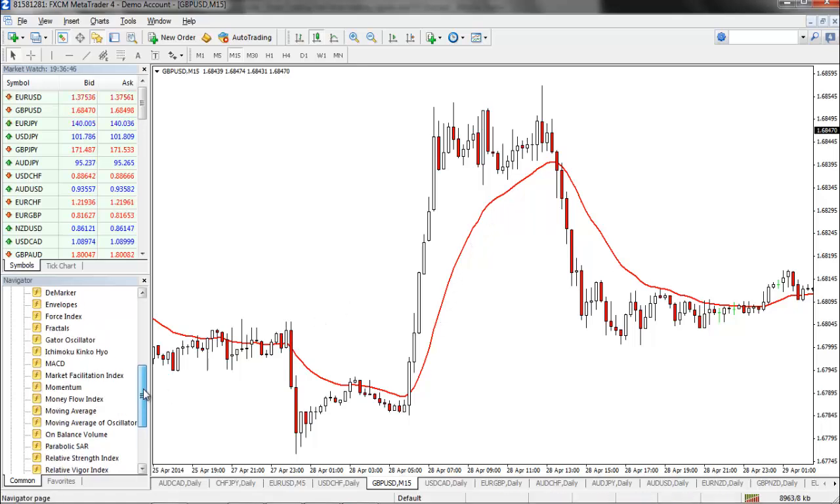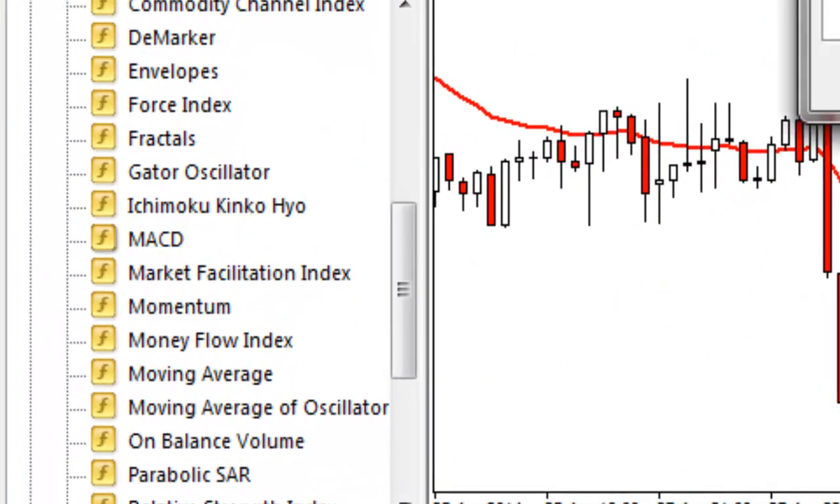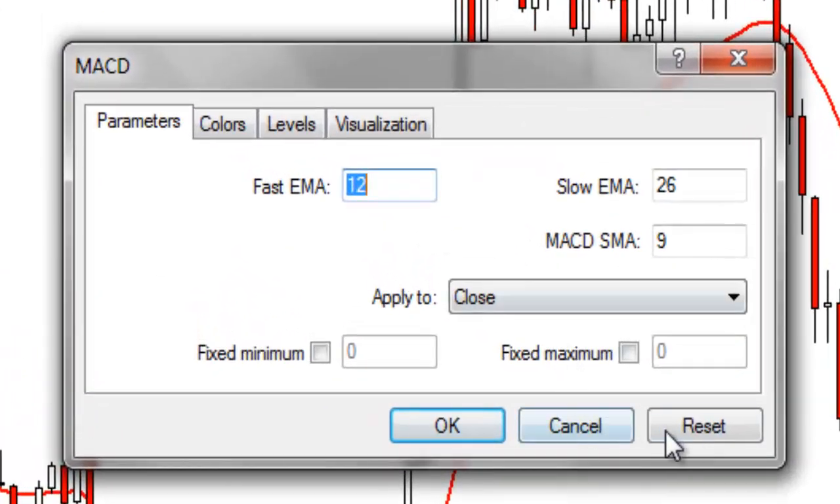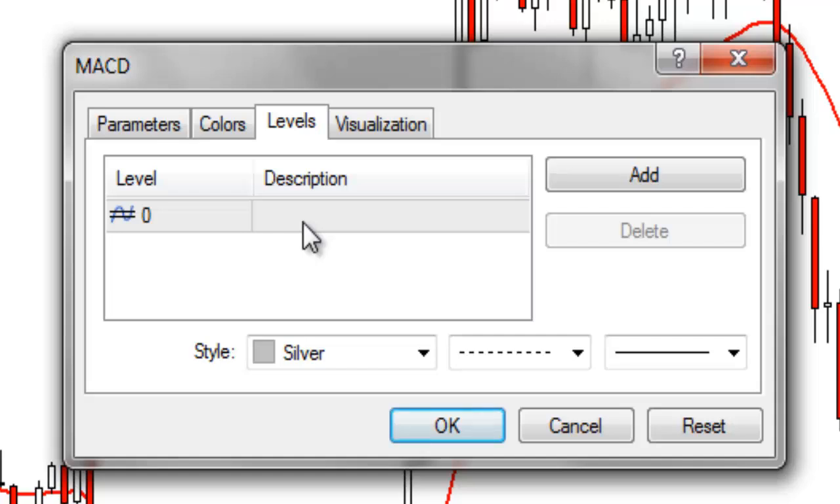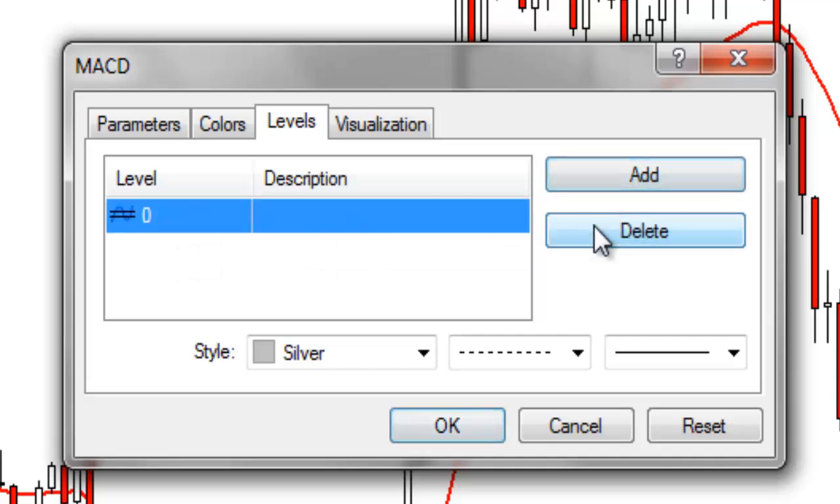Now let's put the other indicator, which is the MACD indicator, and the settings for the MACD indicator are the default settings. So the settings are fast EMA is 12, slow EMA is 26, MACD SMA is 9, apply to close, and you can have the default level, which is normally the 0 level here. If you don't have it, just click on add and add the default 0 level here.